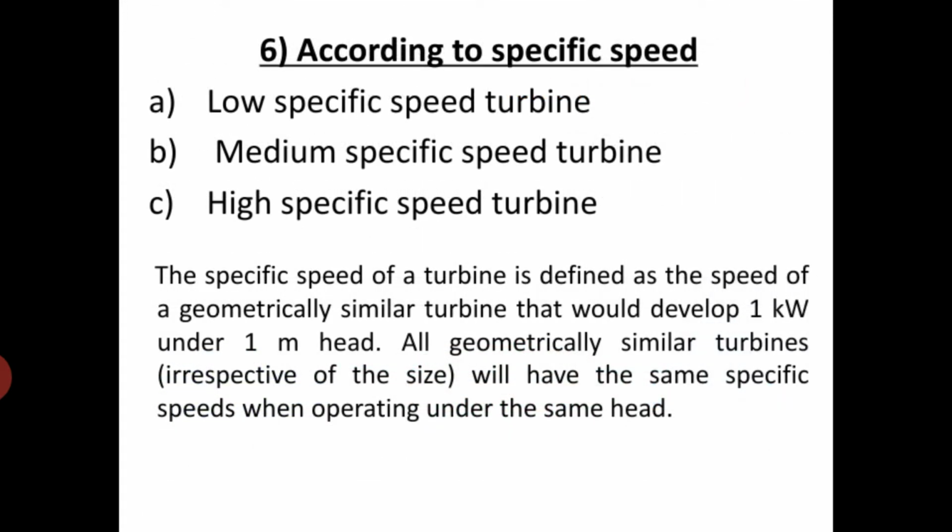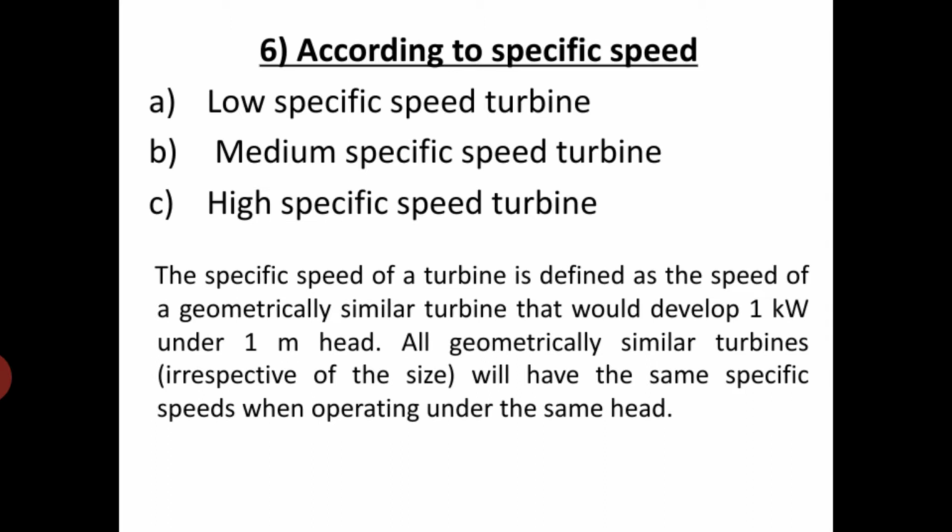According to the specific speed, turbines are classified as low specific speed turbines, medium specific speed turbines, and high specific speed turbines. The specific speed of a turbine is defined as the speed of a geometrically similar turbine that would develop 1 kilowatt under a head of 1 meter.